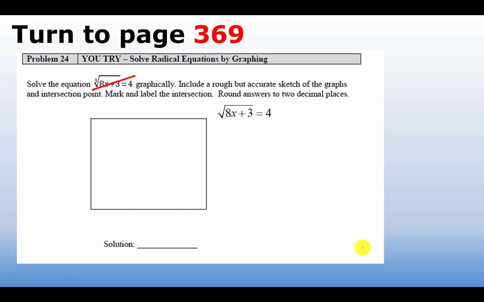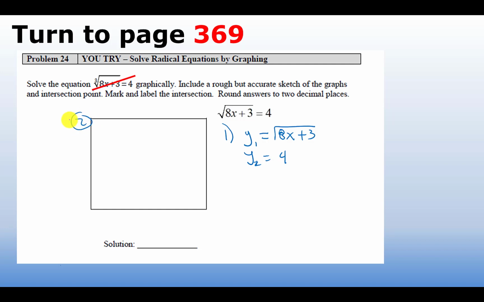So on page 369, I want you to find number 24, and it is a cube root equation, but I don't want to solve the cube root equation. Let's solve a square root equation. So, first thing to do, when you're solving for me, tell me what you're graphing. So we're going to split the equation into 2 graphs. The square root of 8x plus 3 equals y1, and y2 is going to be 4.